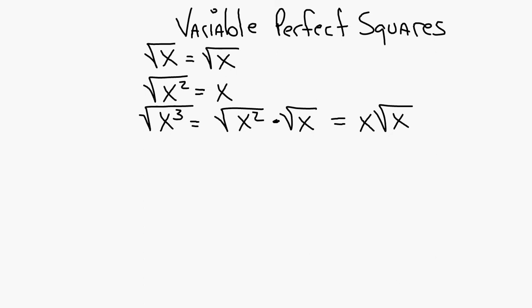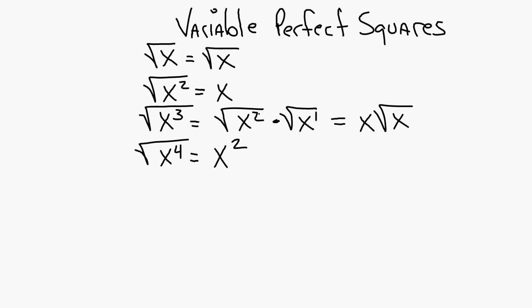The square root of x to the third is equal to the square root of x squared times the square root of x to the first, because 1 plus 2 equals 3. Alright, that's how that got simplified. The square root of x to the fourth. That's a perfect square, and it's equal to x squared. All of your even exponents are perfect squares, and their square root is half the exponent.